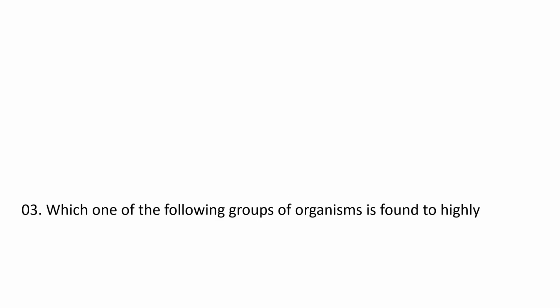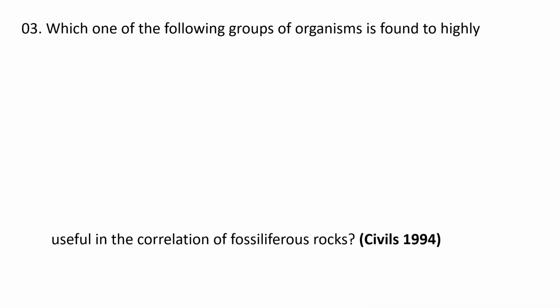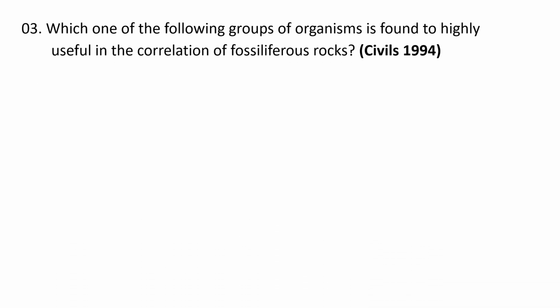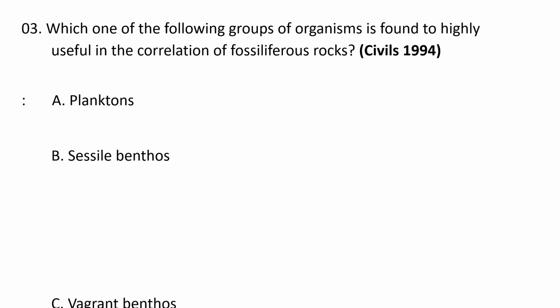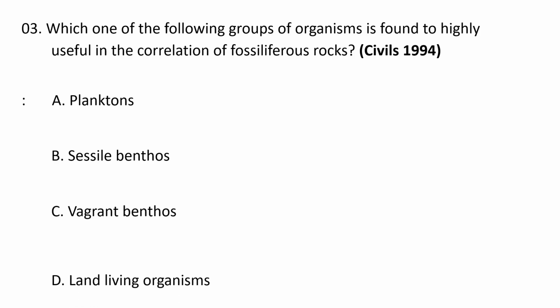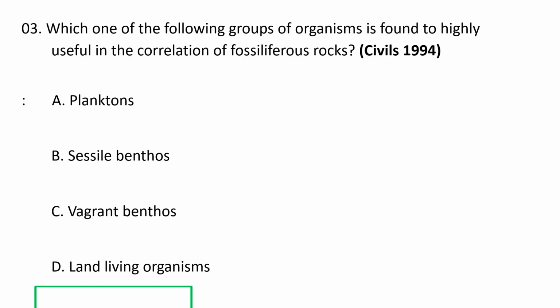Next question. Which one of the following groups of organisms is found to be highly useful in the correlation of fossiliferous rocks? The options are A. Planktons, B. Sessile benthos, C. Vagrant benthos and D. Land living organisms. The correct option goes as B.